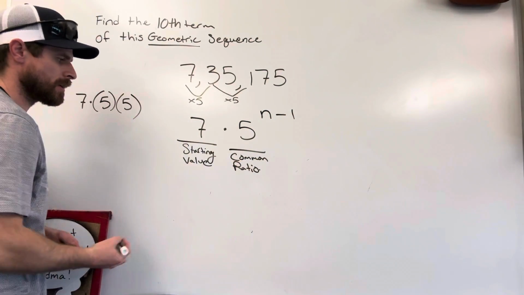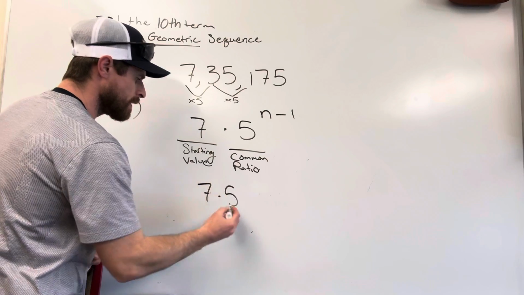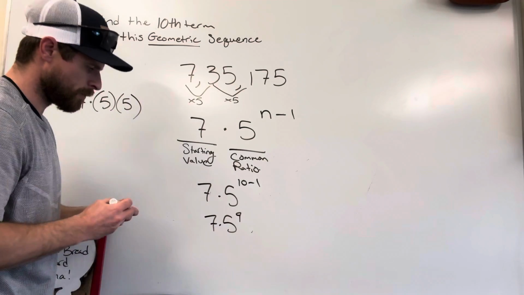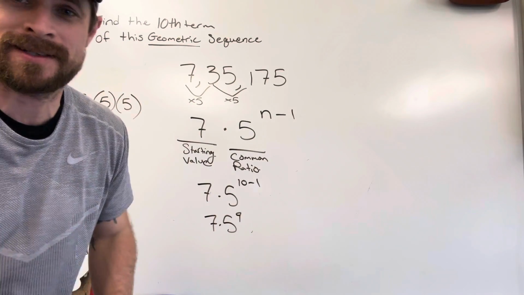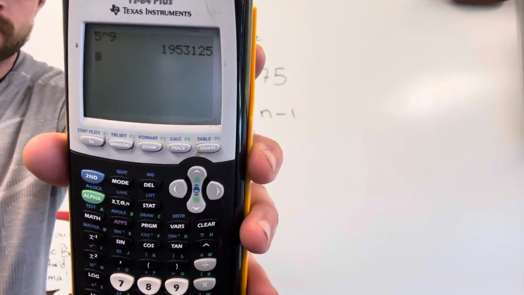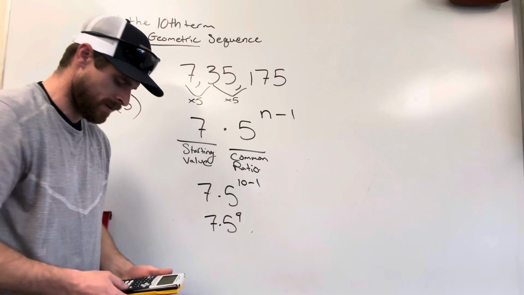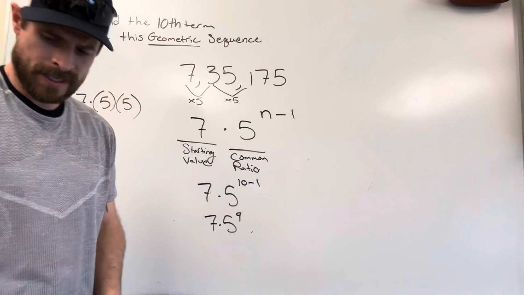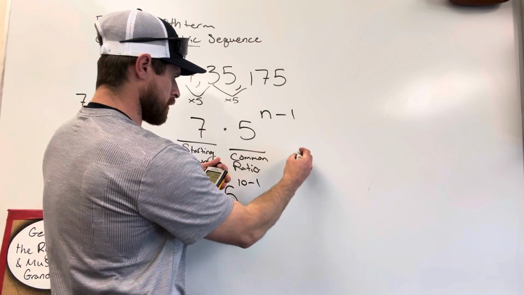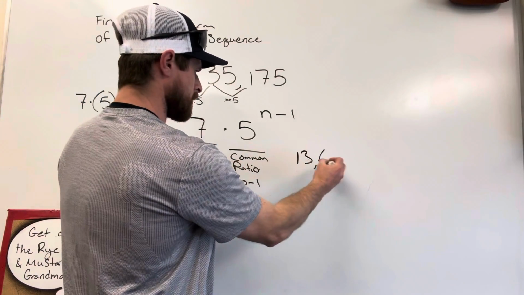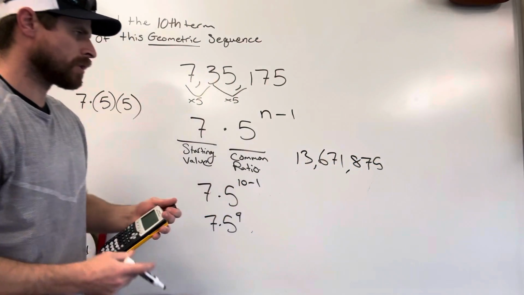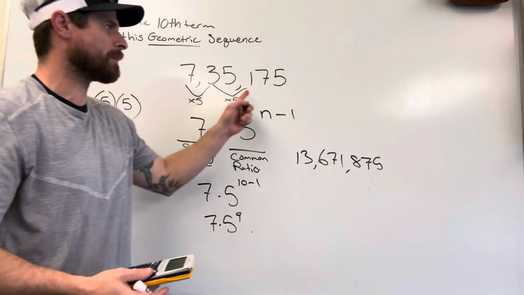So all we need to do here now is say 7 times 5 to the 10 minus 1, which is 7 times 5 to the 9th, which I'm going to go to a calculator for because I'm not doing that mentally. So 5 to the power of 9, big old number. Doesn't matter. Keep it on that calculator, multiply it by 7, and I get, what is that, 13 million? Holy moly, 13,671,875.